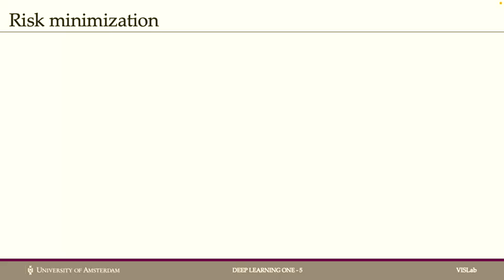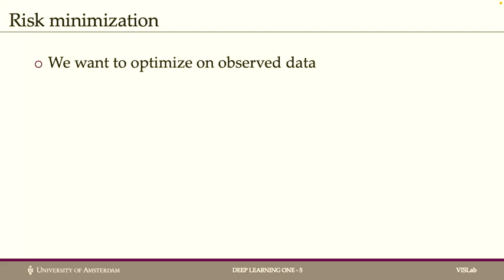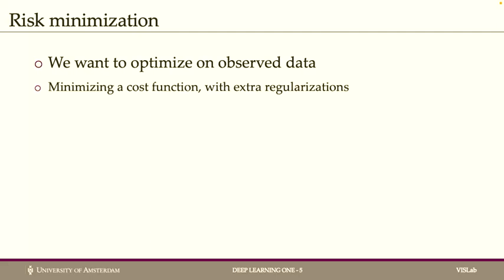All right, so typically this is done using risk minimization. You want to optimize on the observed data, and a typical loss function could look like this. We minimize over the weights W, and take the expectation over our data, X as inputs and Y as labels, for example. We have a loss function which depends on these two things. F in this case is a neural network.